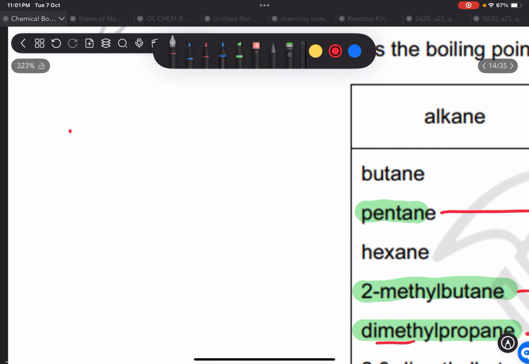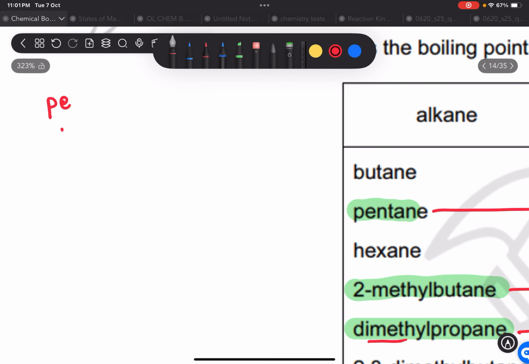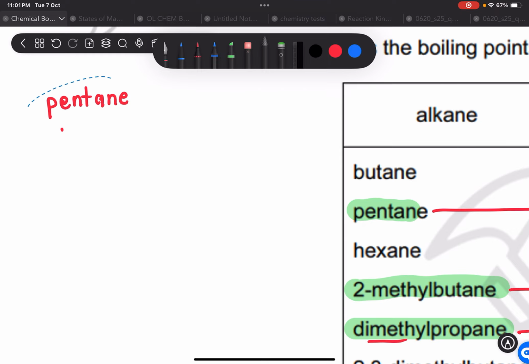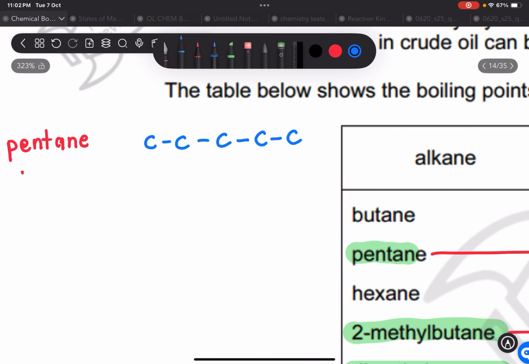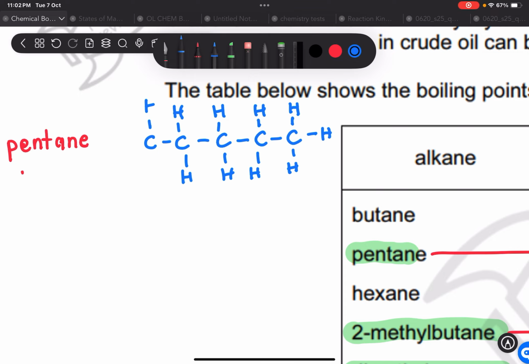Okay, let's draw it and understand it that way. Pentane is going to have how many carbon atoms? 5 or 6? Pentane is going to have 5 carbon atoms. So it's going to be 1, 2, 3, 4, 5. And each carbon is going to have full valency. There's going to be saturation in pentane. Why? Because this is an alkane. So it's going to be surrounded with hydrogen atoms like this.